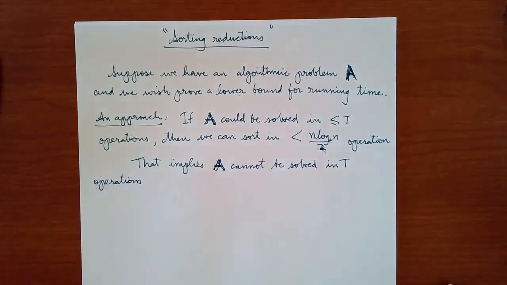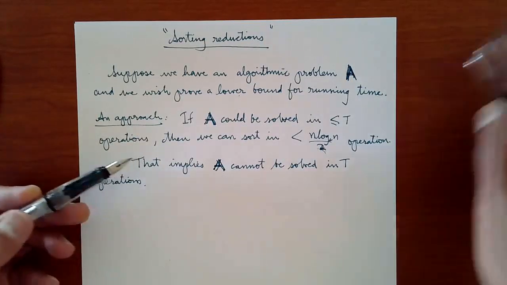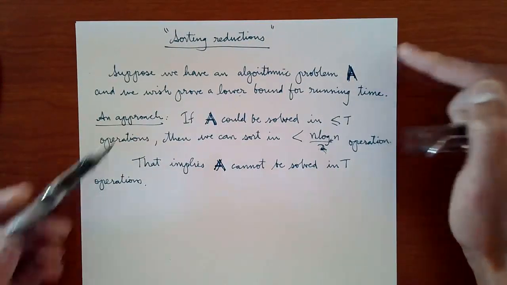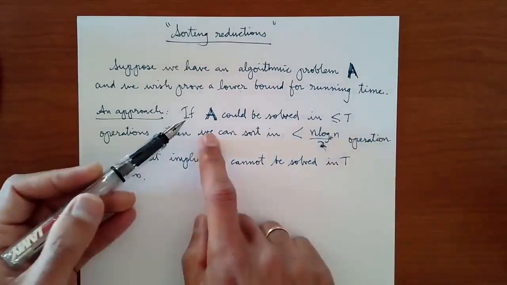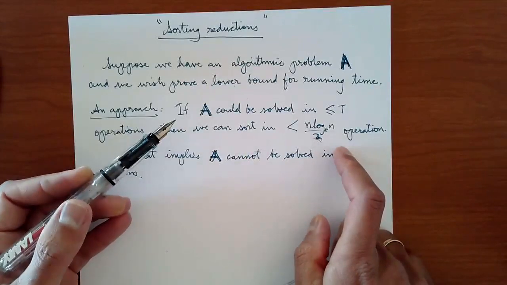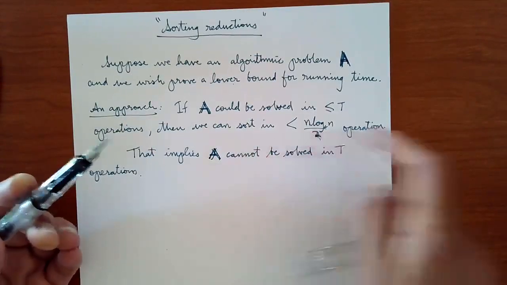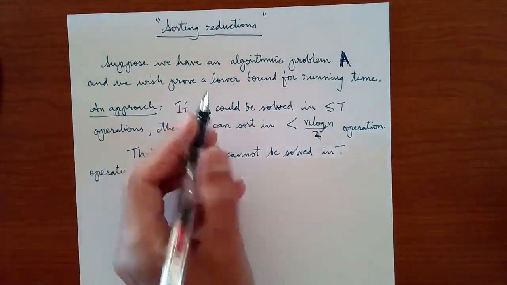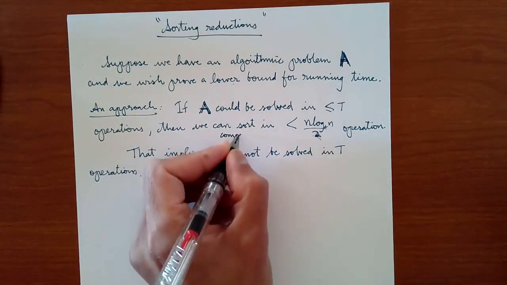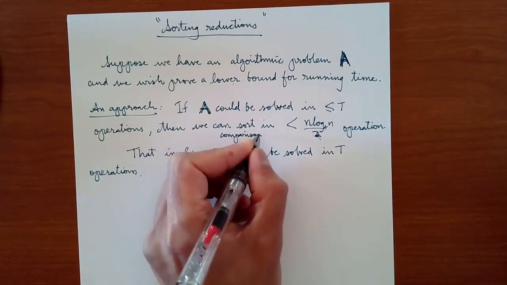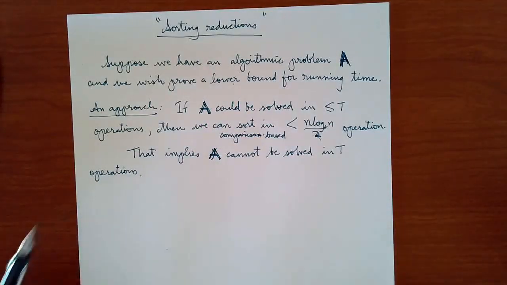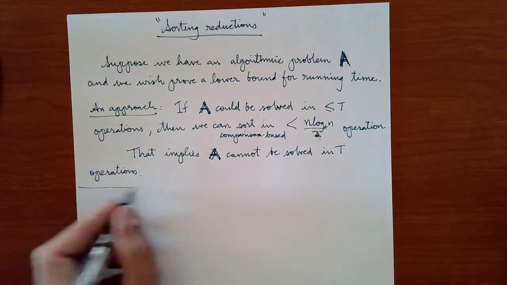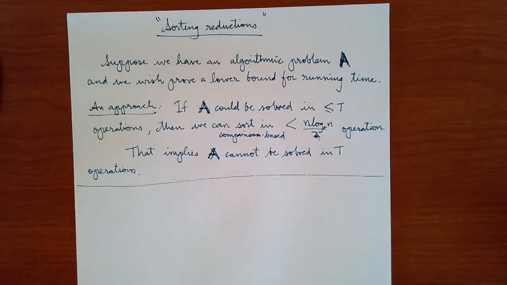So this is what is called a sorting reduction. Suppose you have some other algorithmic problem and you want to prove a lower bound. You argue that if you could solve A very efficiently, then you can sort faster. And you know that we cannot sort in less than n log n operations, comparison based. Therefore that implies that A cannot be solved in t operations. This is commonly used for proving data structure lower bounds.